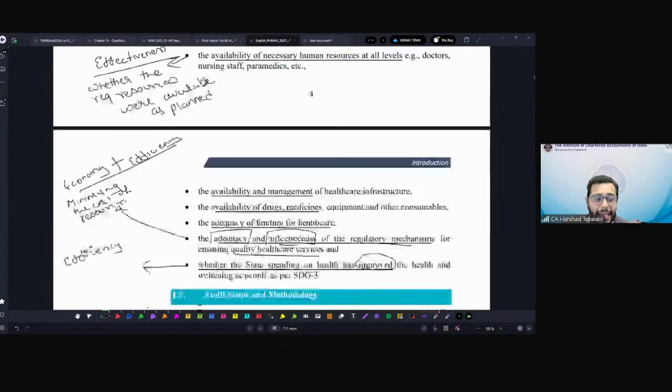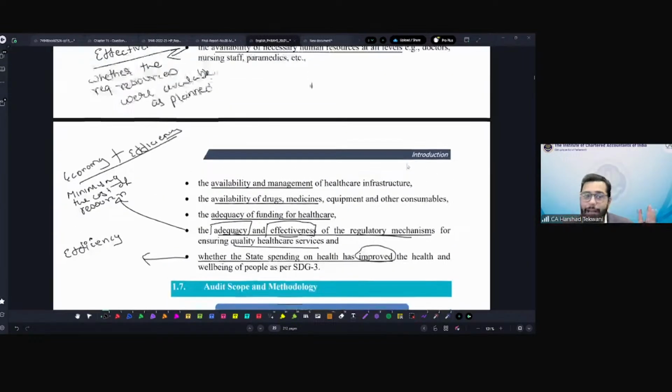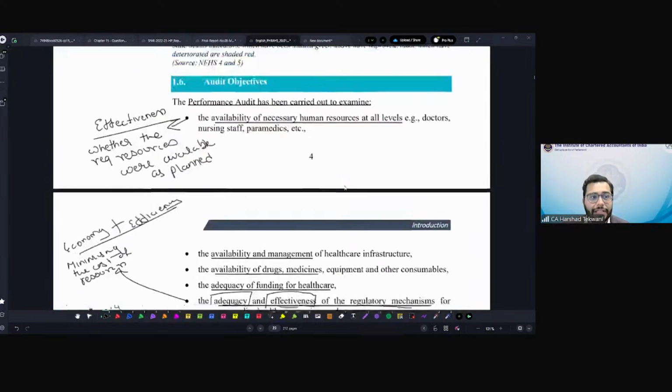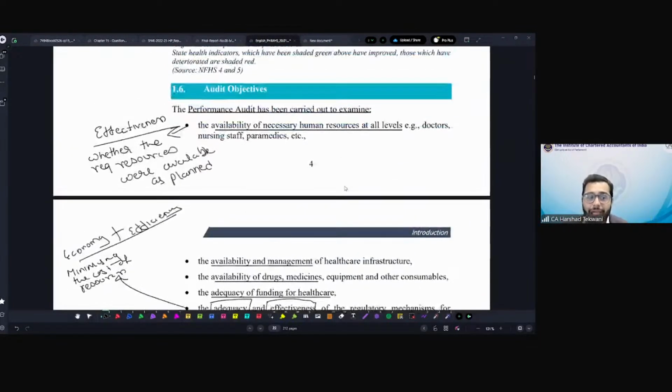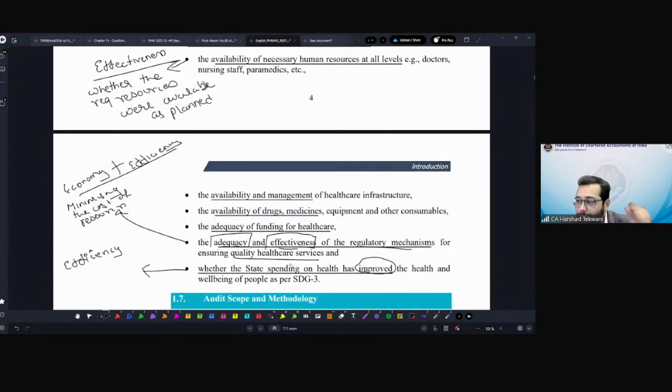See here, I'm not talking about any compliance. Am I talking about compliance with laws and regulations? No. Am I talking about whether they have followed the rules? No. I am talking about, first, the availability of the resources. Let's say the program said there will be a hospital in every village. So effectiveness: whether at the end the hospital was there, whether the program was effective. Second, efficiency: with the given funding, what is the output?